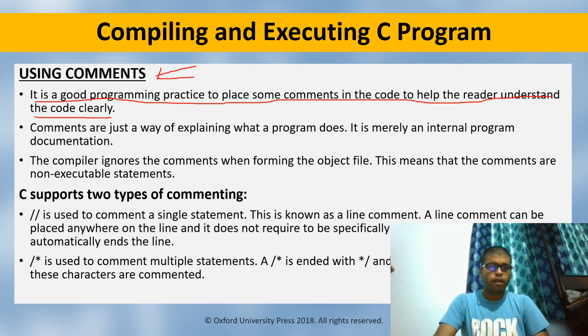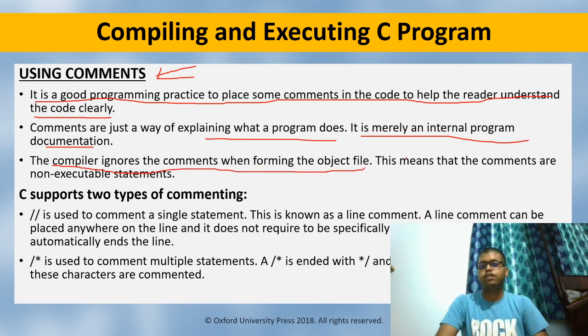Comments are just a way of explaining what the program does. It is merely internal program documentation. The compiler ignores the comment when forming the object file. This means comments are non-executable statements. We can use double slash, or slash star and star slash, and in between these two we can write the comment. Double slash is used for a single line. If we want to use multiple lines, we can start with front slash star and end with star front slash.